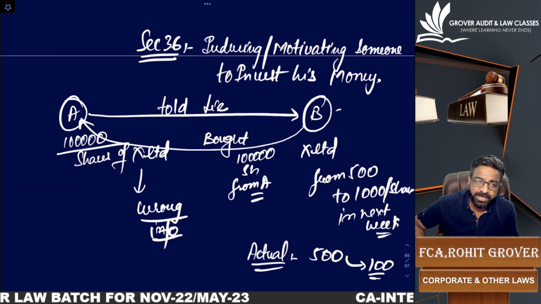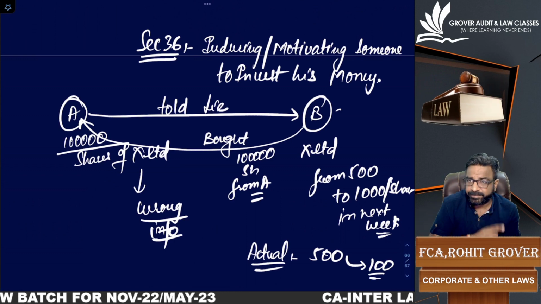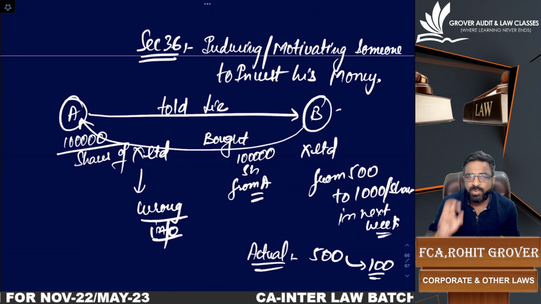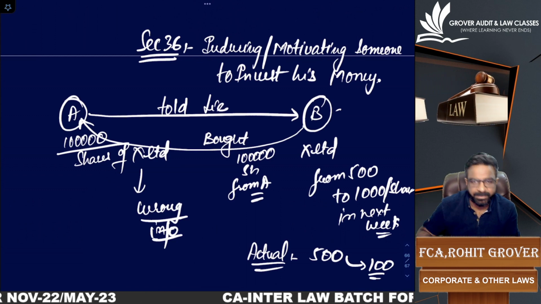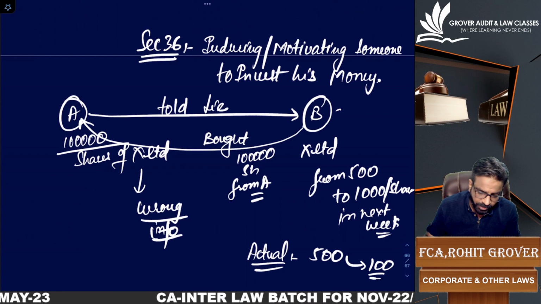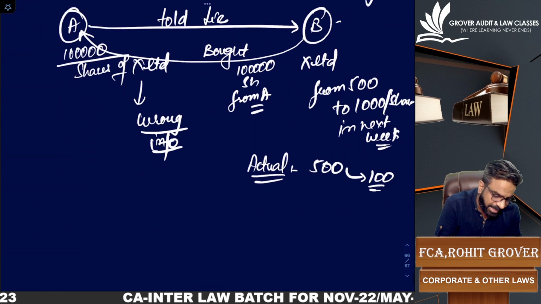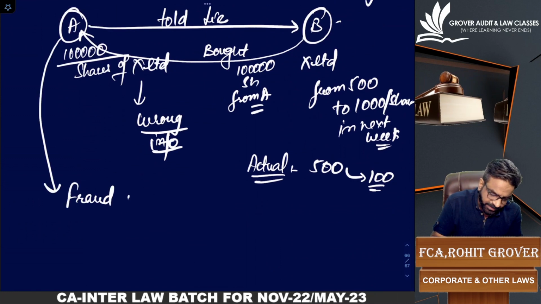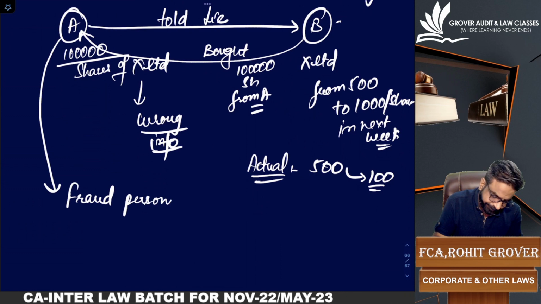Lost. B lost the money. But on whose advice? Yes, A's advice. So who induced, who motivated whom to invest the money? A motivated B. So tell me one thing, whether A is a fraud person or not? Yes, sir. So what is the fraud person's penalty, everyone?